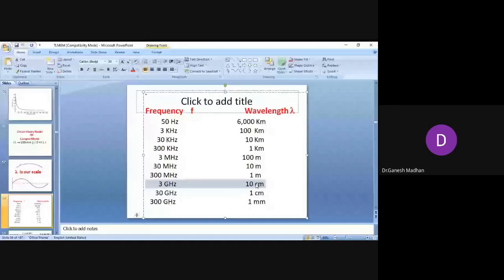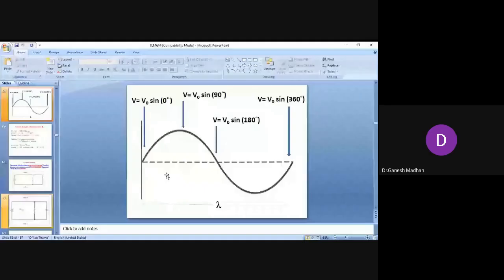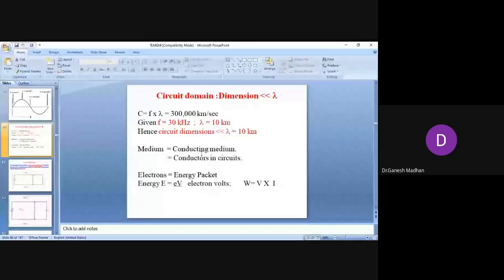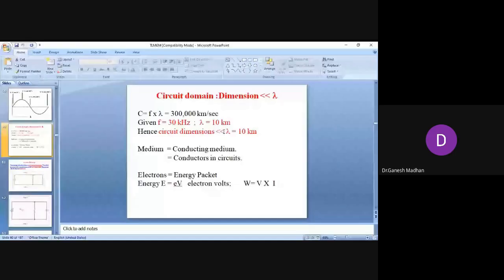Now, to explain this in detail, you have a sinusoidal waveform. At this point, it is V0 sin 0. At this point, it is V0 sin 90, V0 sin 180, 360. Now consider a circuit domain where F is 30 kilohertz and lambda is 10 kilometers. Automatically, your circuit dimension is very, very small compared to lambda, right? Because lambda is 10 kilometers, the circuit dimension may be on the order of centimeters.